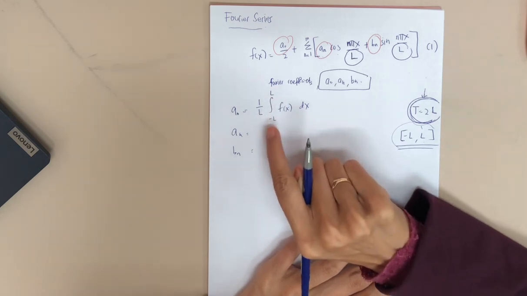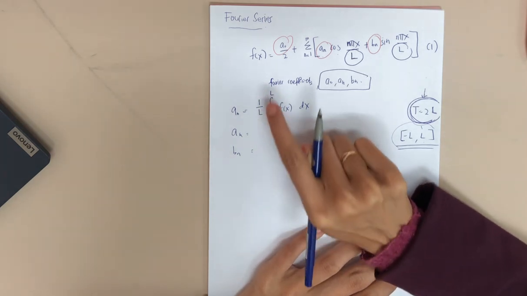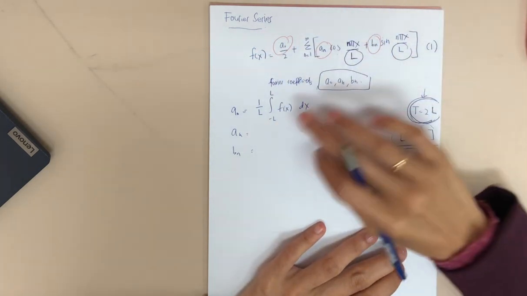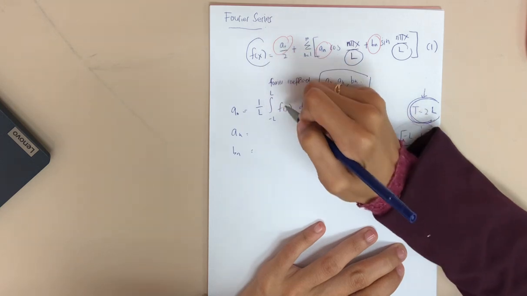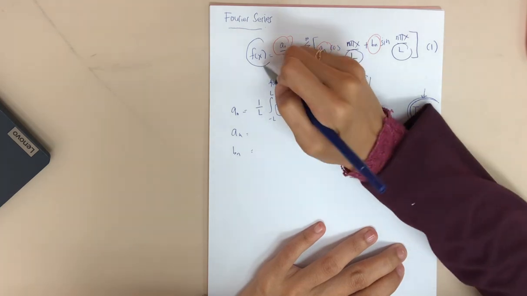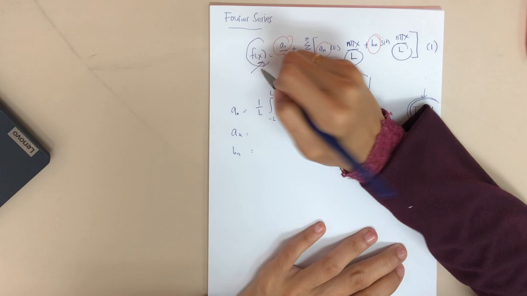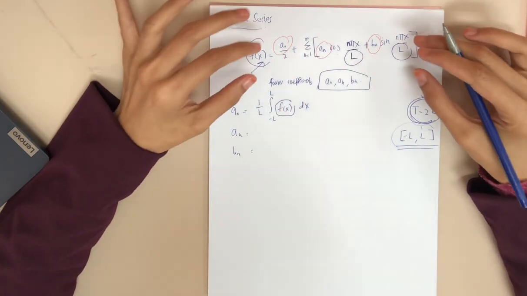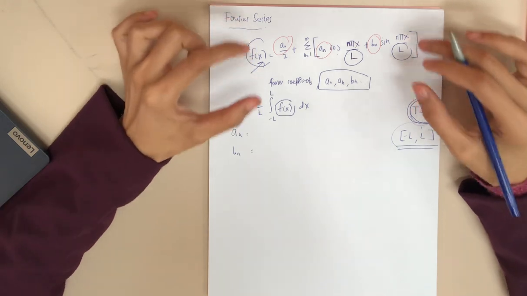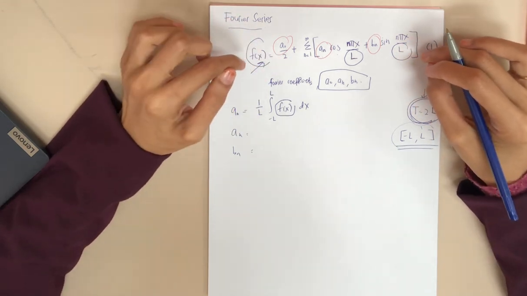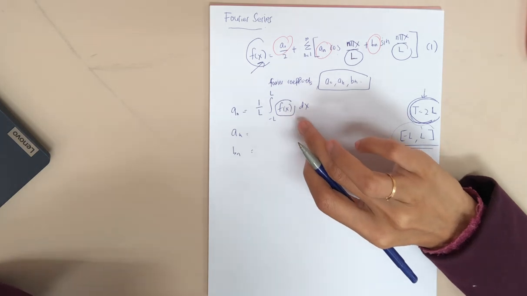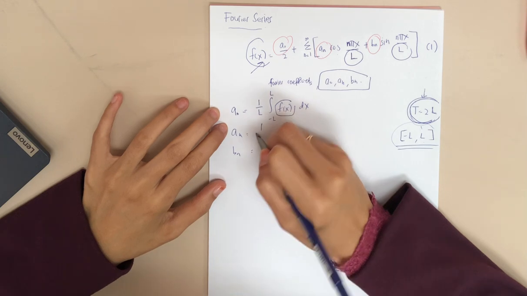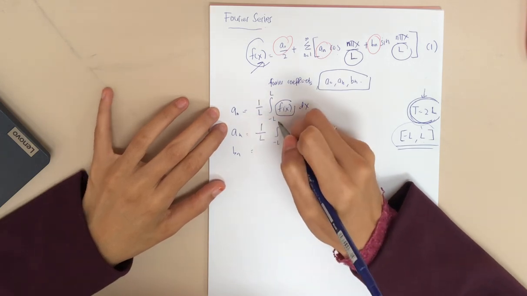So you will integrate from negative L until L, and then your function f(x). So f(x) here is not this one, class. Even though this is f(x), it is not this equation, bukan. Bukan equation ni. Ni equation yang jawapan akhir. So this is the final answer that we will get. So f(x) here is a function that you will get from the equation.